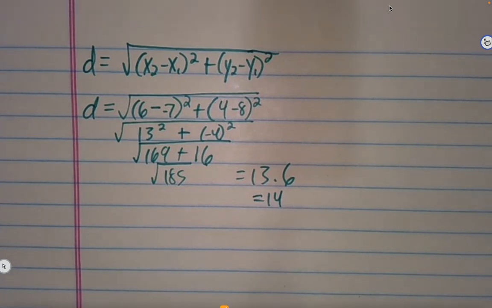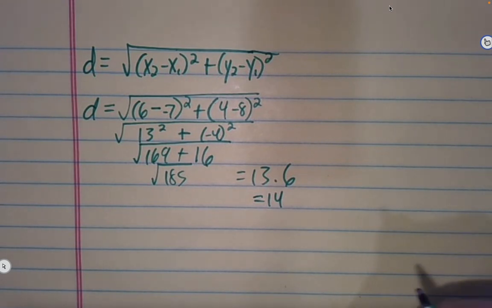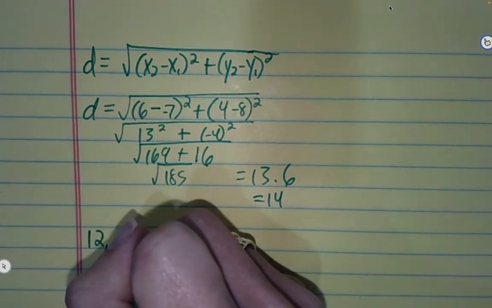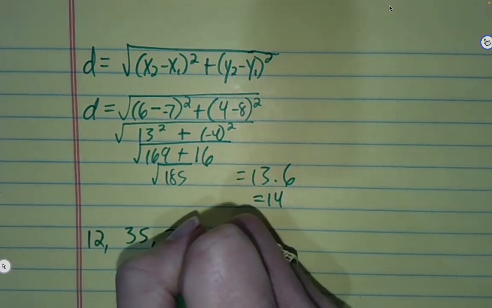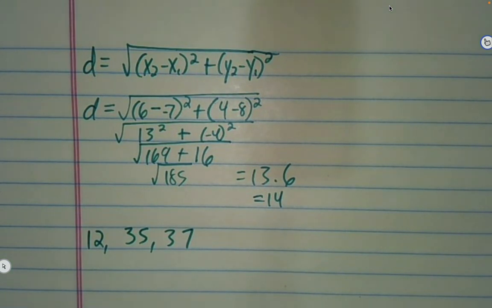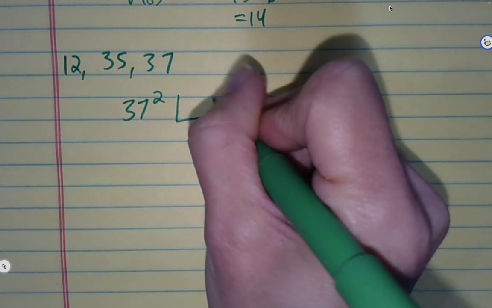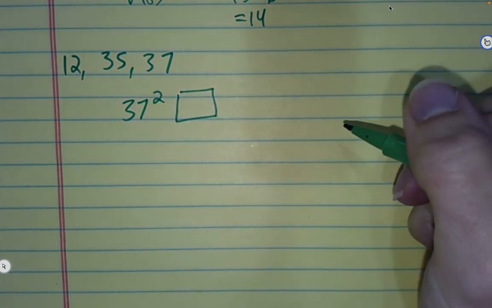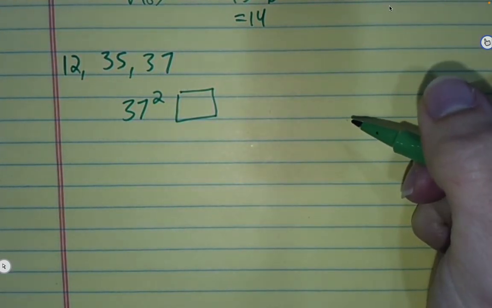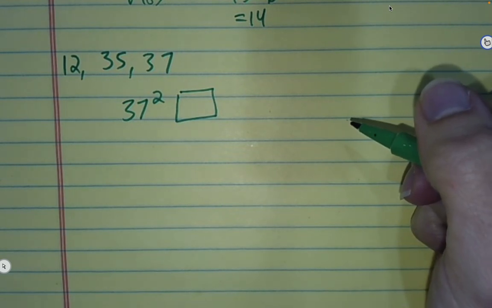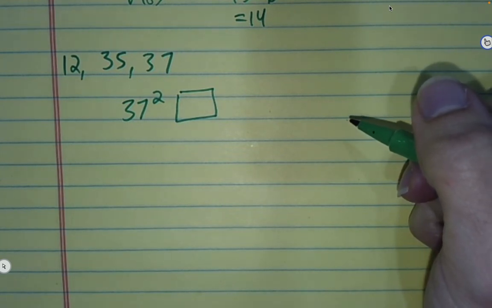We're good? Okay, number 5, they give us these 3 lengths, and they want us to know if it's acute, obtuse, or a right triangle. So let me start with my hypotenuse. Which one's the hypotenuse? 37, because it's the biggest one. And I need to see if it's equal, greater, or less than, right? If it's equal to it, it's a right triangle. If it's greater, it's what? Obtuse. And if it's less than, it's acute.